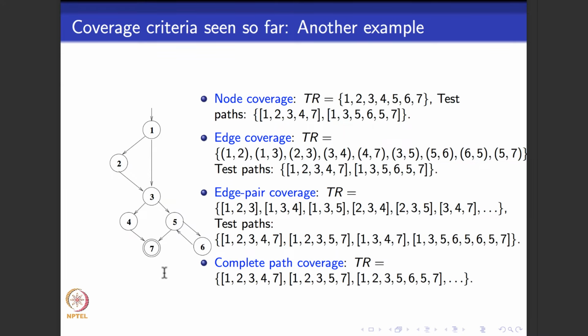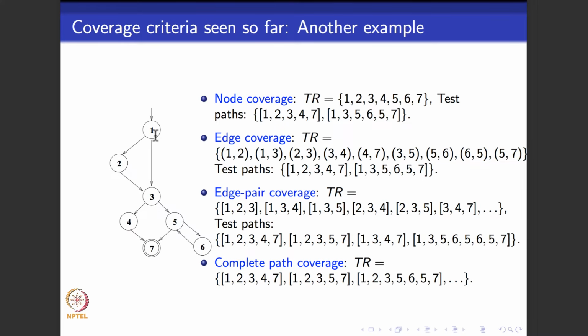So what will node coverage on such a graph be? The test requirement says there are 7 nodes. Please visit all 7 nodes. How many test paths will visit all these 7 nodes? There could be one test path like this: 1, 2, 3, 4, 7. This is a test path from the initial node 1 to the final node 7.